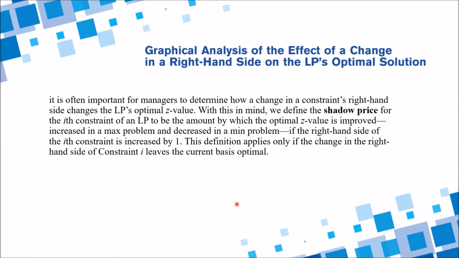Shadow price is defined as, for the ith constraint of a linear programming problem, the amount by which the optimal z value is improved, which is increased in a maximization problem and decreased in a minimization problem, if the right hand side of the ith constraint is increased by 1. This definition applies only if the change of the right hand side of constraint i leaves the current basis optimal. If you're not optimal anymore at that point, then that change is obsolete and should be ignored or not attempted at all.